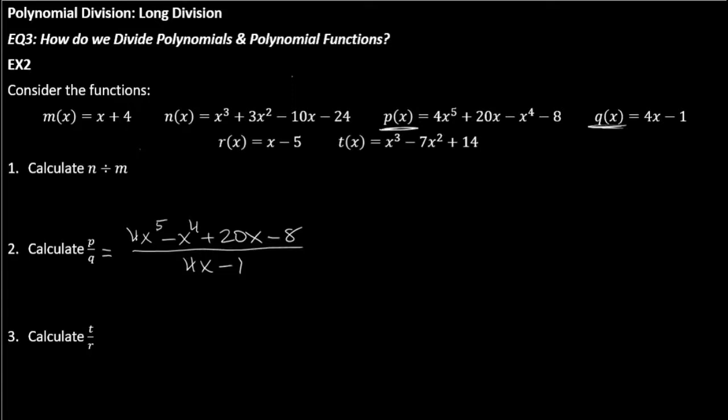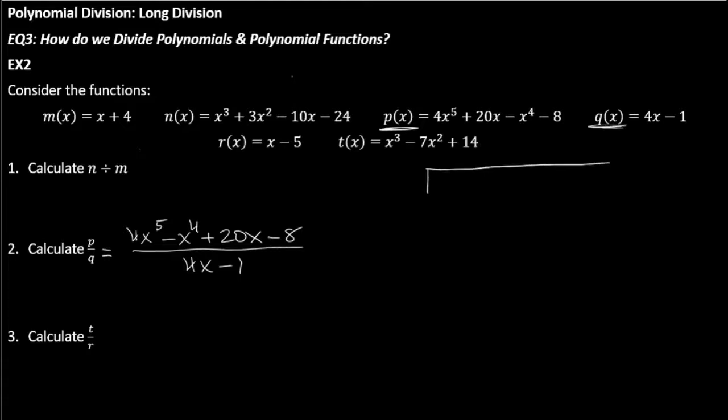Okay, and this is important. We need to maintain place value, right? So you'll notice we're missing something to the 3rd power, to the 2nd power, and then we skip over and we have 20x to the 1st power. Okay, that's no bueno. So when we write this out, we need to make sure that we account for that. You'll see what I mean here in a second.